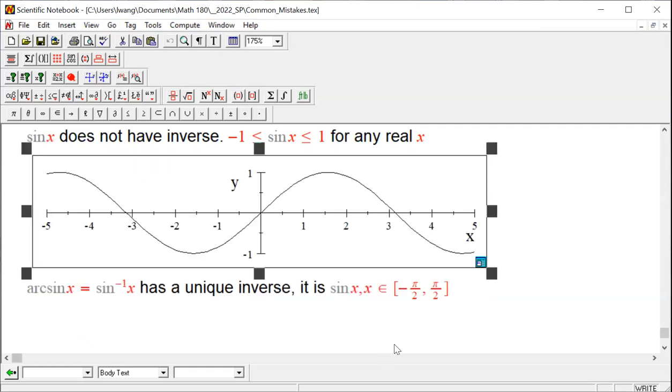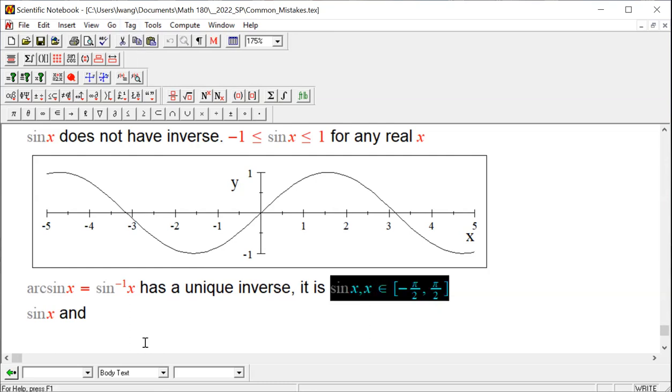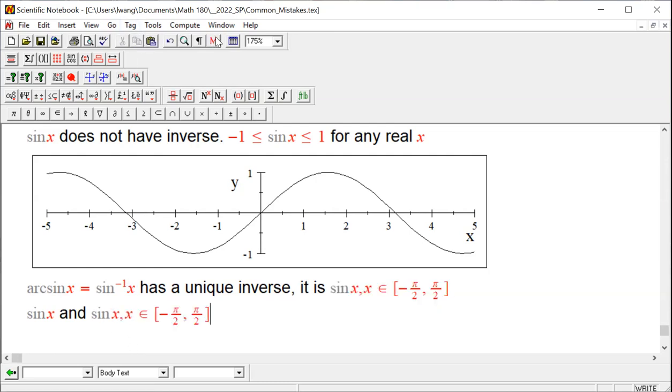Let me make some more space here. So when you talk about sine, and this sine, otherwise specified, are different. How different? This sine is a piece of, I'm going to show you that little piece.